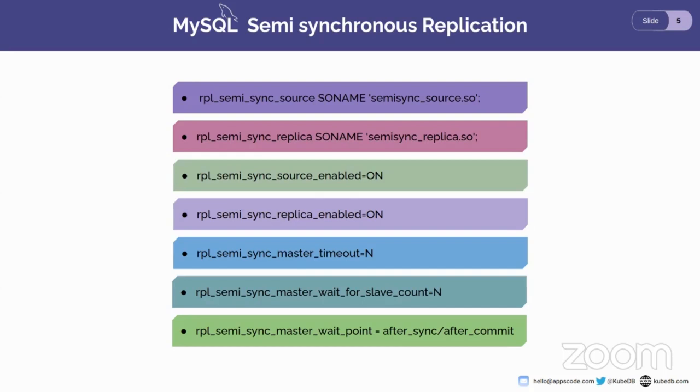But if you set it to after commit, at the point of waiting, if there is a scenario where it's waiting for the replica acknowledgement, or the transaction in the replica couldn't be processed, so if in that case the master fails, then the replica will not be up to date with the master, so you could have a possible scenario of data loss. So in our case, we are setting this variable as after sync so that we don't have any data loss.